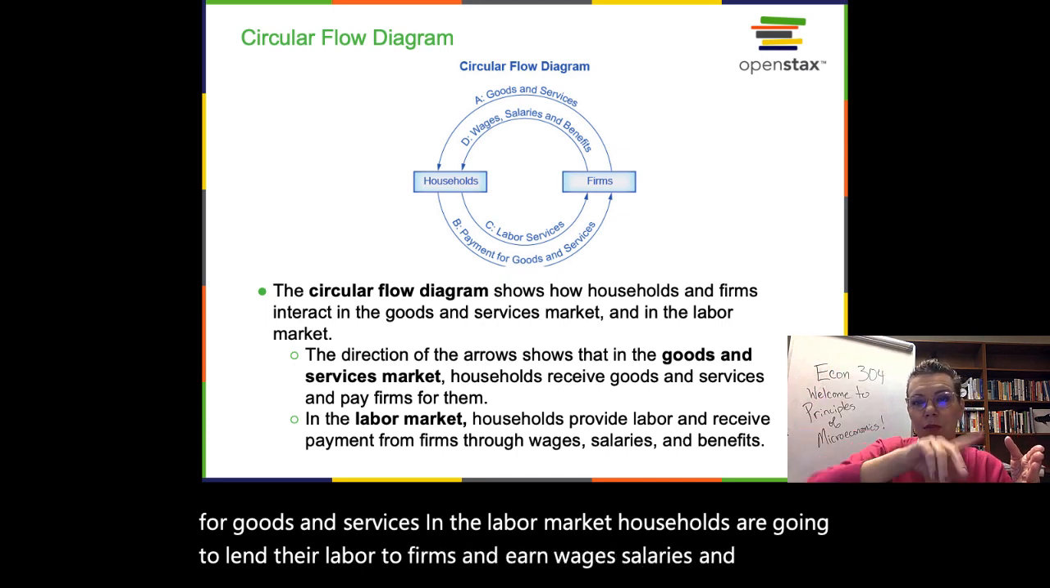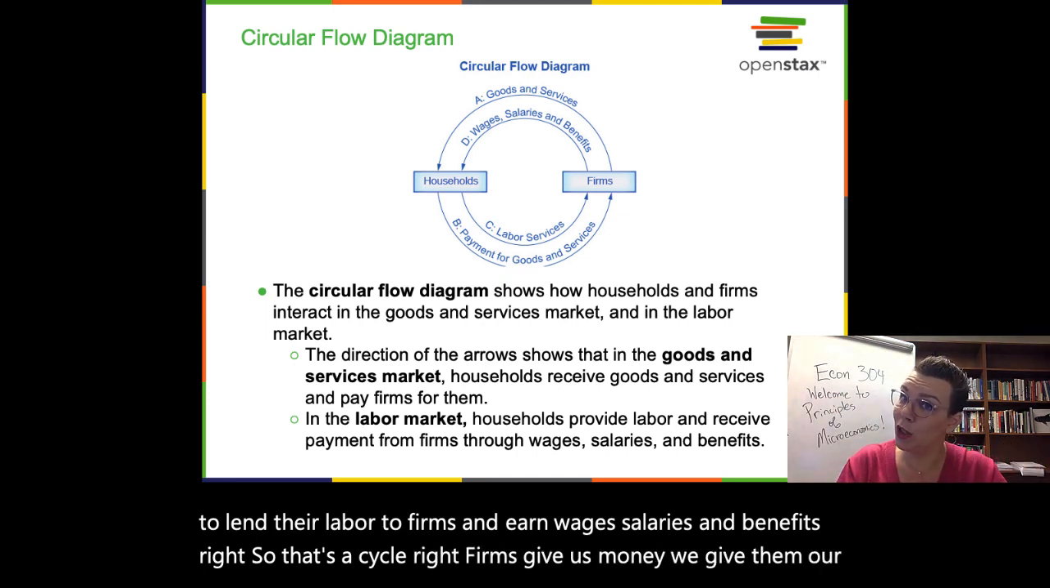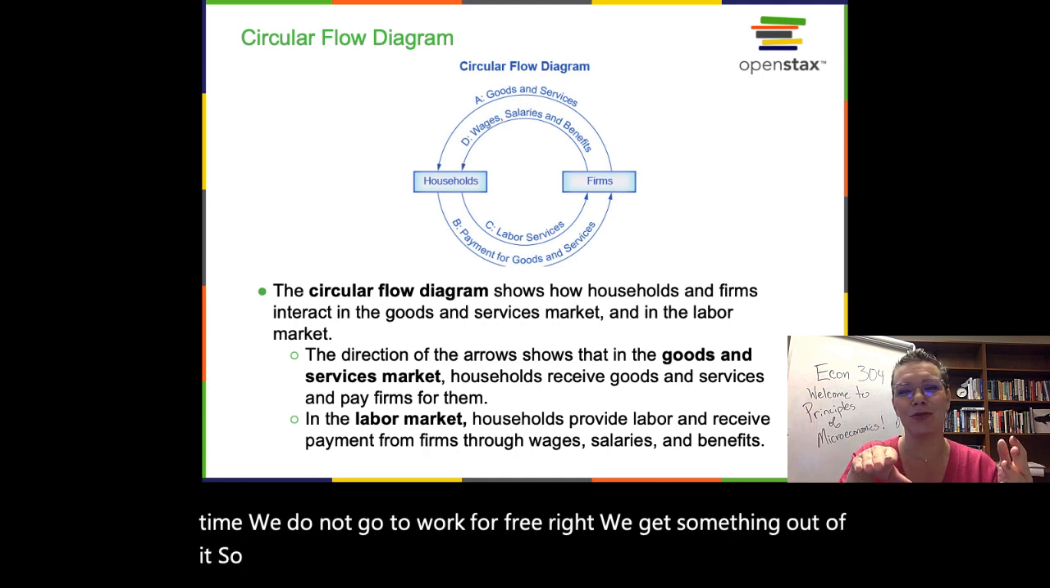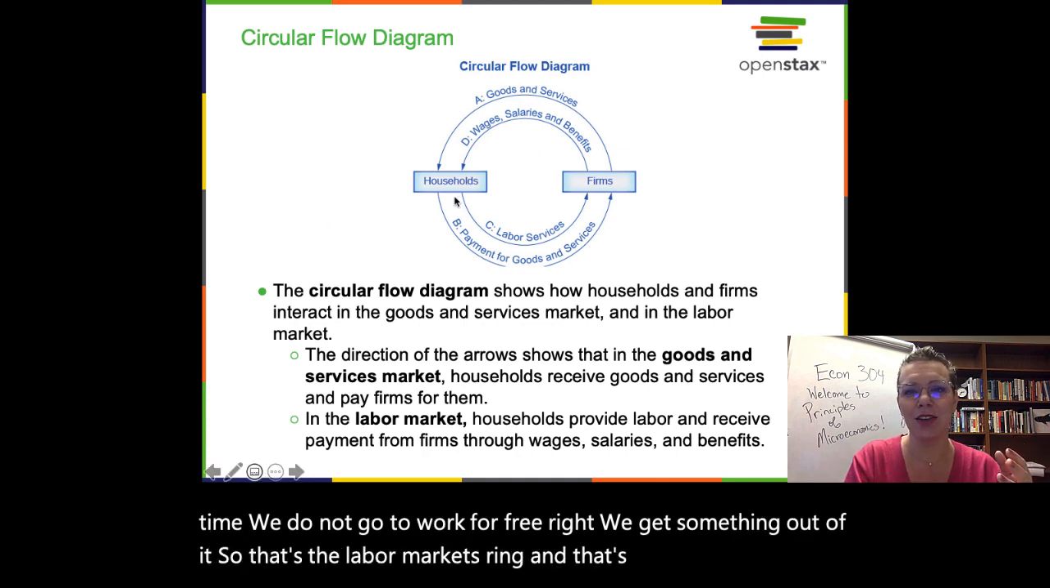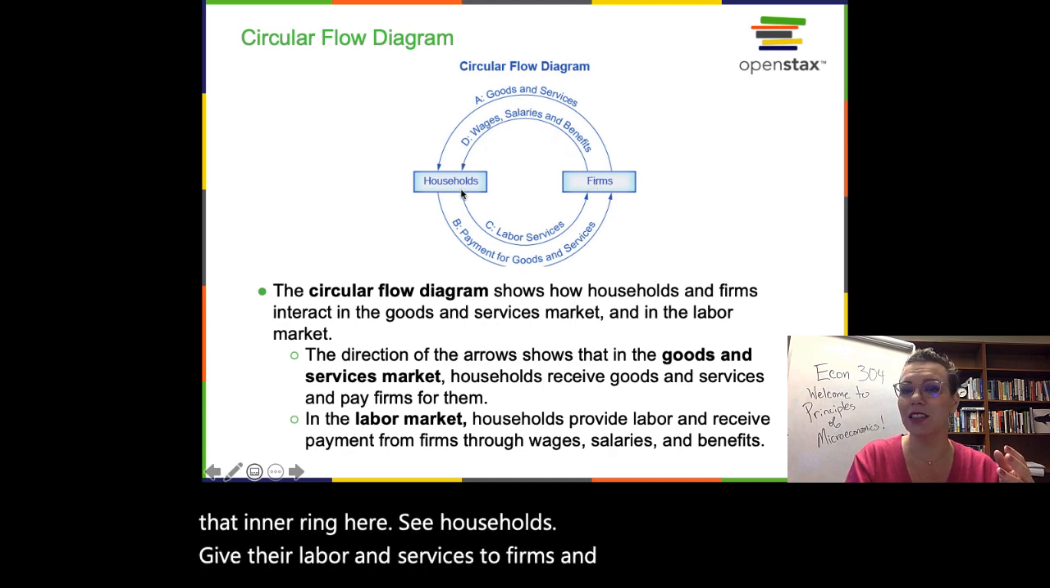In the labor market, households are going to lend their labor to firms and earn wages, salaries, and benefits, right? So that's a cycle, right? Firms give us money, we give them our time. We do not go to work for free, right? We get something out of it. So that's the labor market's ring, and that's that inner ring here. Households give their labor and services to firms, and firms give households wages and salaries.